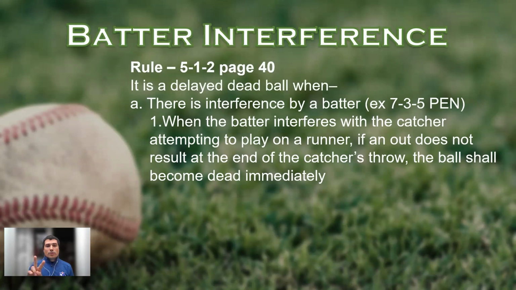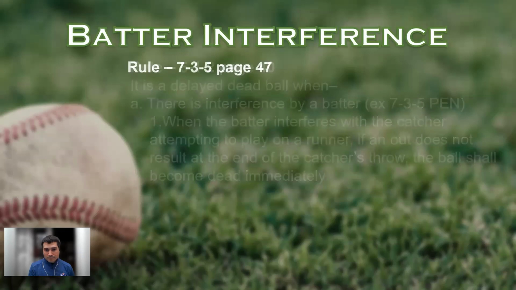So, twofold here. First of all, it says it is a delayed dead ball when there is interference by a batter. Okay, so we're not going to kill it right away. If the batter interferes and the out does not happen, then we're going to kill it right then and there. So that's where the dead ball happens. If the immediate throw does retire the runner, then we're going to play on with one exception.